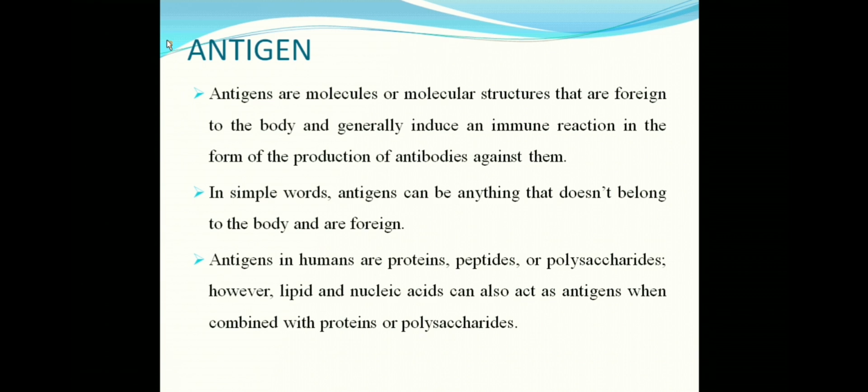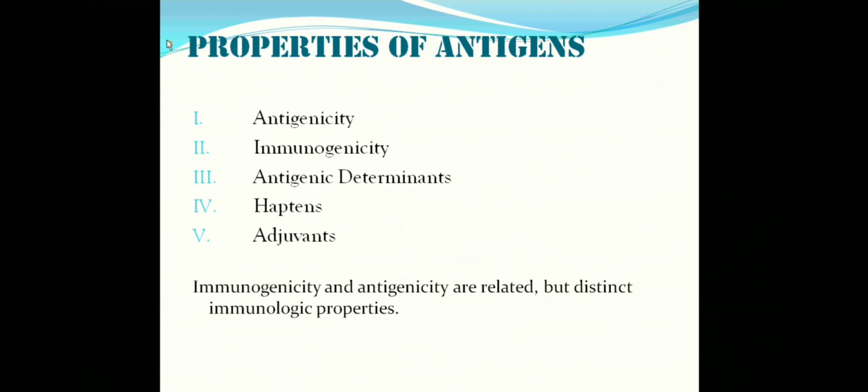Antigens in humans are proteins, peptides, or polysaccharides. However, lipid and nucleic acid can also act as antigens when combined with proteins or polysaccharides. And the properties of antigens: antigenicity, immunogenicity, antigenic determinants, haptens, adjuvants. These are the properties of antigen. Immunogenicity and antigenicity are related but distinct immunological properties.